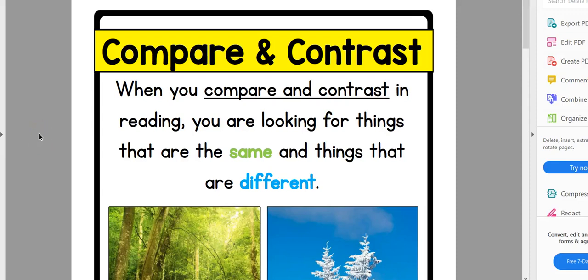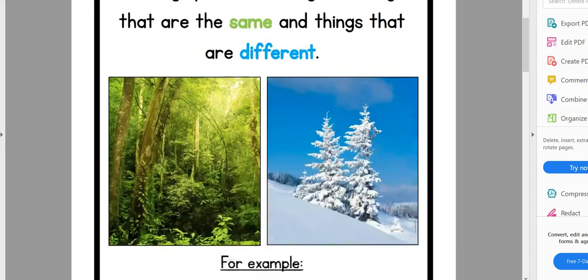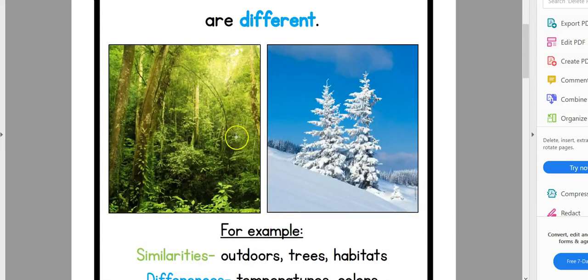All right, we have looked at comparing and contrasting fiction stories like we did with the Cinderella stories. Now we're going to look at comparing and contrasting nonfiction stories. When you compare and contrast in reading, you're looking for things that are the same and the things that are different. So if you look at these two pictures, they both have trees, they're both in the land, they're both out in nature, not really in a city.